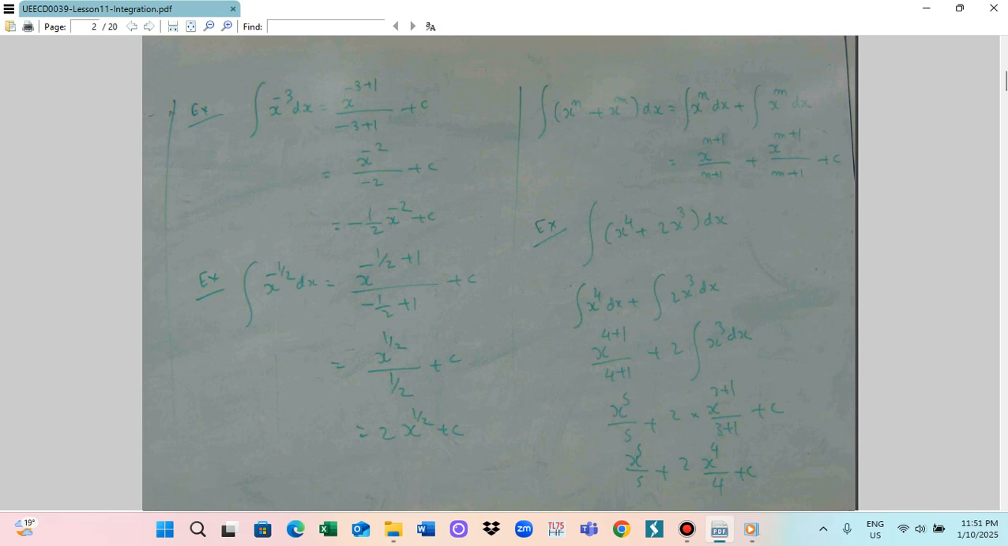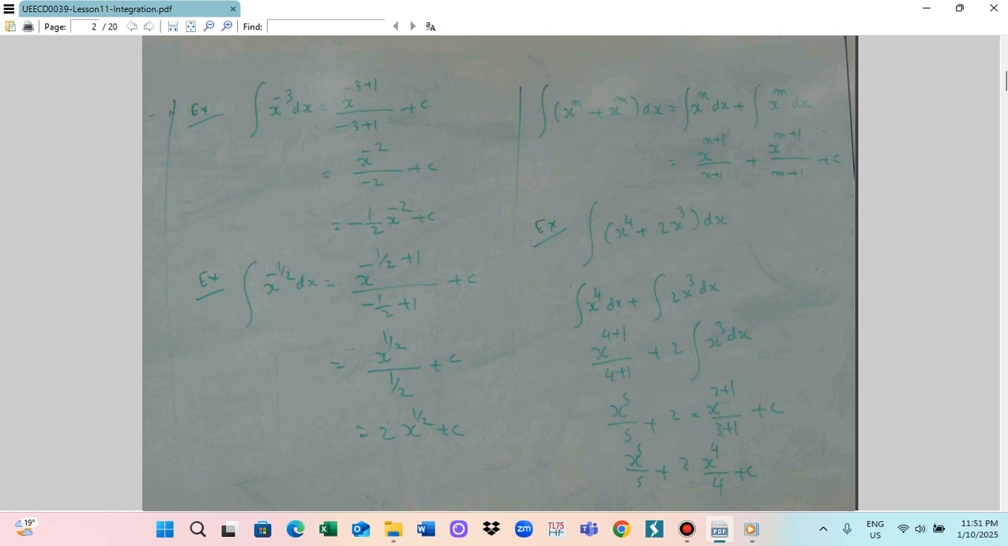We can use it the same way as differentiation. When you differentiate an addition function, you differentiate the individual terms and then add them. Similarly, when you integrate an addition function, you integrate the individual terms and then add them. So this is for the integration. Another one is when we integrate. So this is the example.